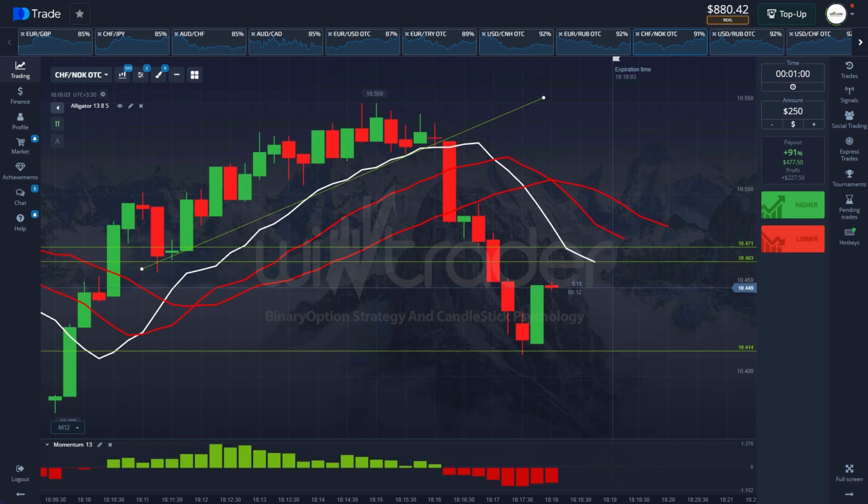Before trading in the real account, you should practice this strategy in the demo account.